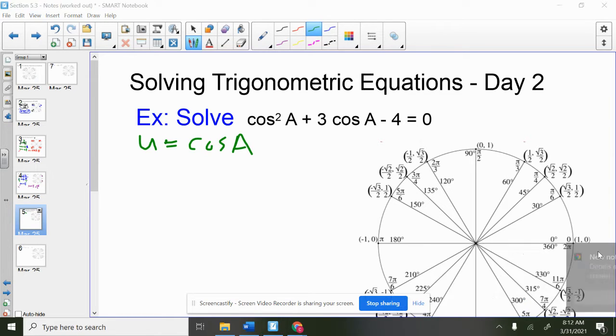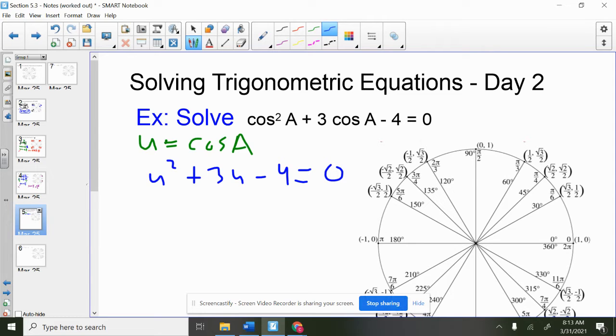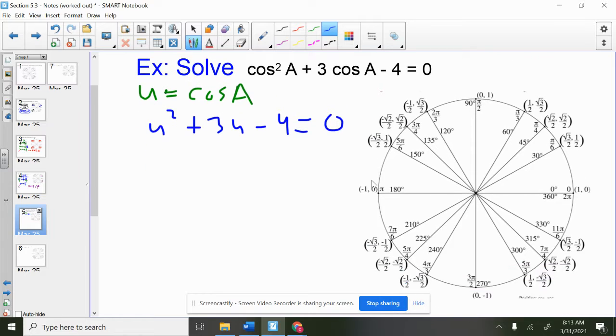In this case, you could use essentially any variable, but this is a capital A, so I don't want to use A, just as long as they're different. Sometimes people use x, but we use x a lot, so I'm just doing u. When I rewrite this, cosine squared would be u squared, plus 3 cosine, that's 3u, and then minus 4 equals 0. That looks like something that you've done before. That looks like a quadratic. So we need to factor this.